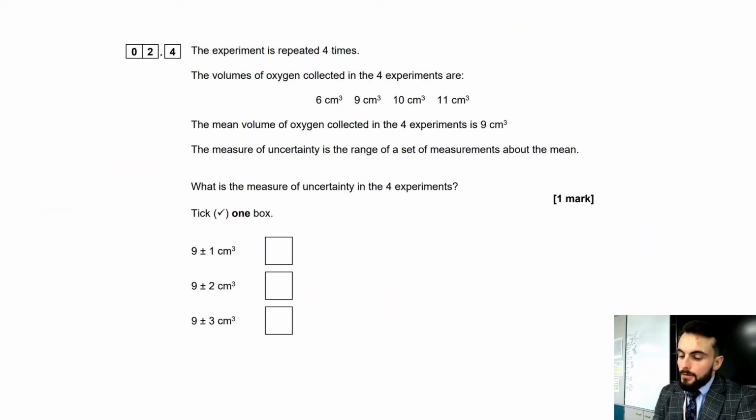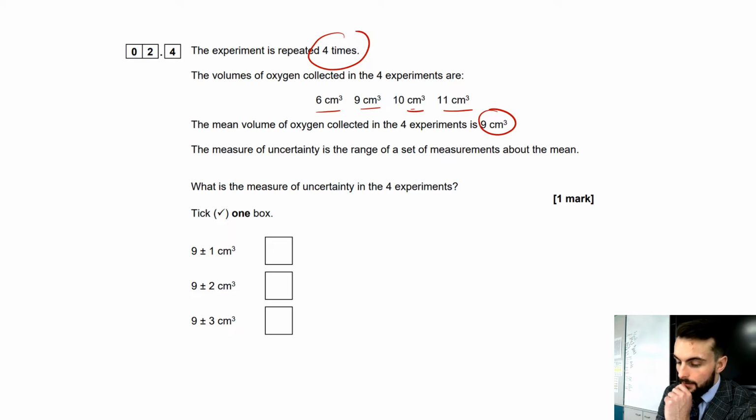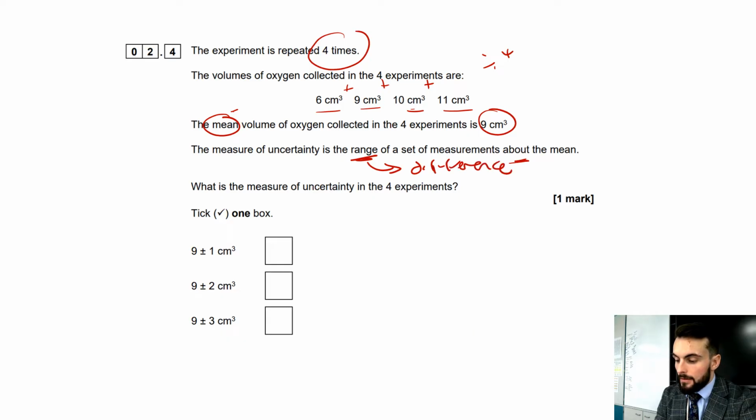Next question. This experiment was repeated 4 times. The volumes of oxygen collected in the 4 experiments are these following numbers. The mean volume collected was 9 centimeters cubed. So mean, straight away I'm thinking what they've done is added them all together and divided by however many there are, which is 4. Then it says measure the uncertainty. The measure of uncertainty is the range of a set of measurements around the mean, so it's how far away from the mean it is. What is the measurement of uncertainty in these 4 experiments?